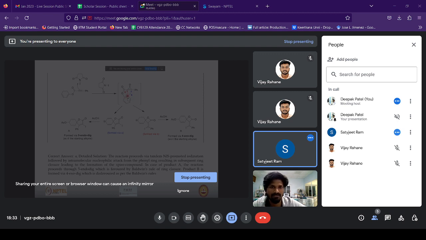When it attacks towards A, it will form the 5-membered ring. But when it attacks with B, it will form the 3-membered ring. So energetically favorable are 5-endo-dig and 4-exo-dig. This will form B, this will form A. So the correct option is A.